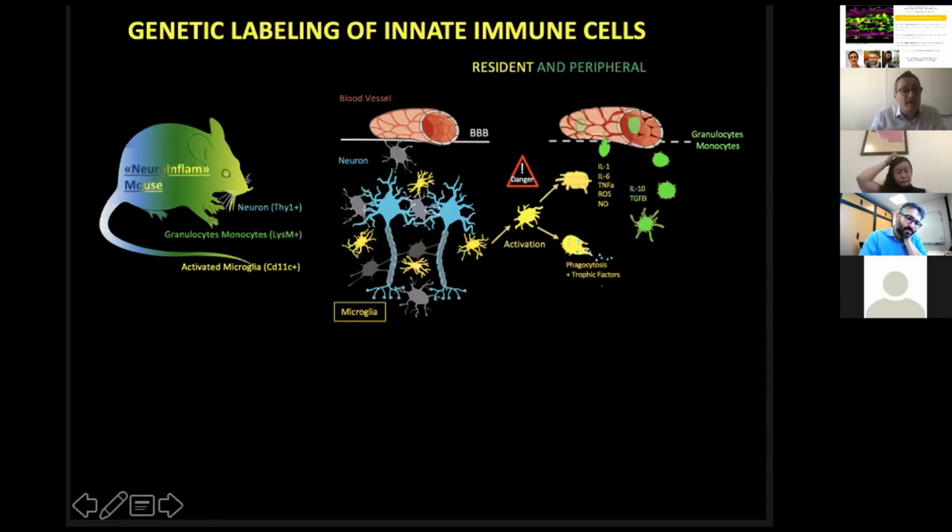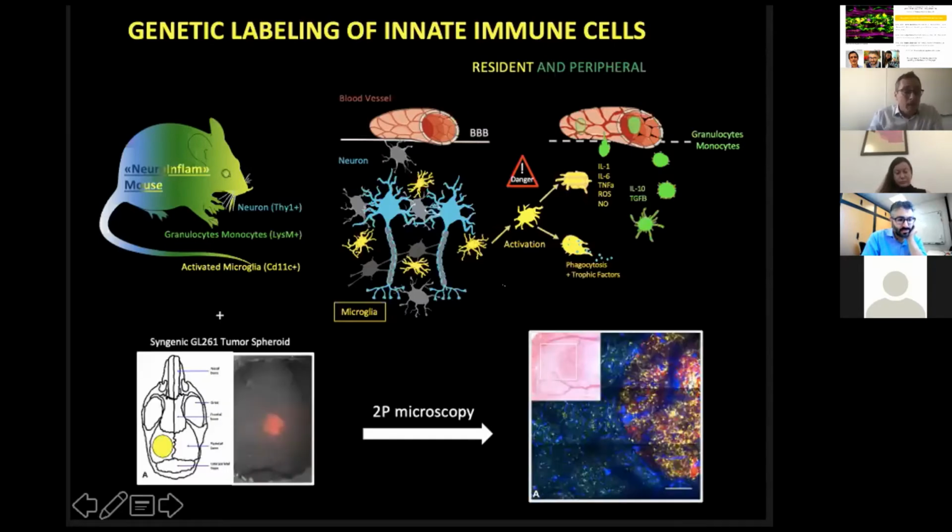But if the danger signal is too strong, then microglia start to release cytokines to permeabilize the blood-brain barrier and to call the peripheral immune cells into the parenchyma. So basically, having these mice helps us to study both the resident immune cell that protects the brain, as well as the second stage, the defense mode, by calling the peripheral cells.